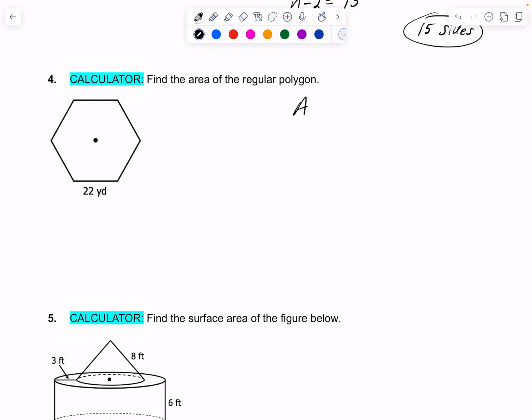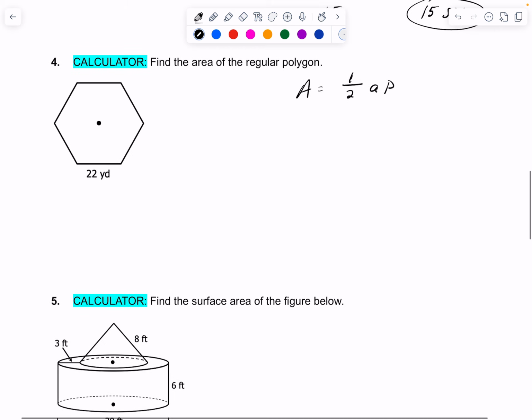So I know from my formula sheet, I will be using 1/2 times the apothem times the perimeter. First I need to figure out what that apothem is going to be. So feel free to draw it in the figure or draw a new figure for the triangle. It's your call. I'll do both just to make sure we're good. Either one, you don't have to do both, just pick one.